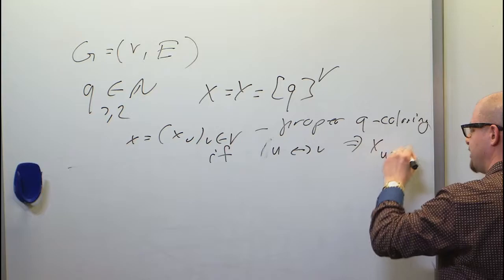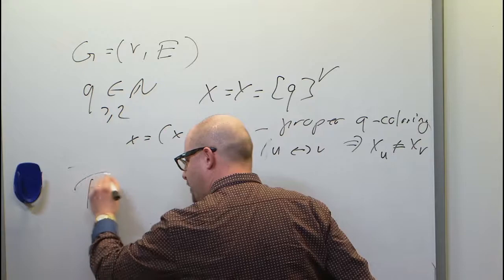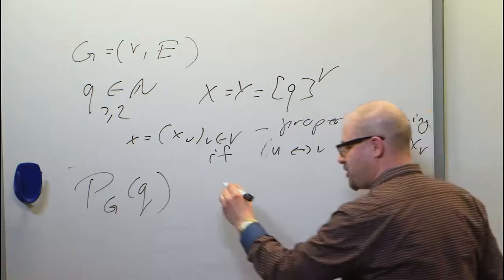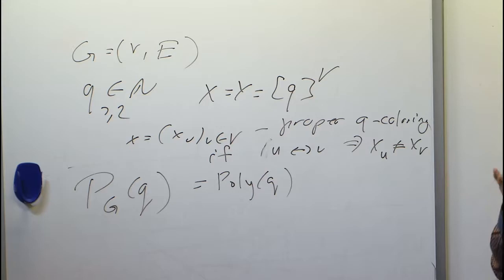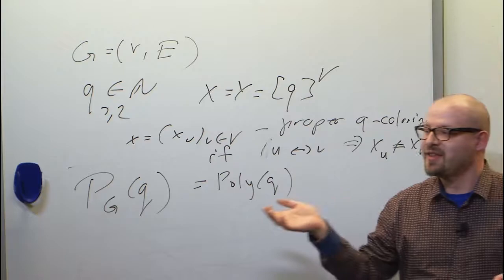And we know that the number of proper colorings of G with Q colors is a polynomial in Q, but it's NP hard to compute. So one nice thing you could do is, instead of counting it, sample from the set of all proper colorings and then do something like support size estimation to determine the value of this. The connection between counting and sampling is well known, but even sampling from proper colorings is difficult.